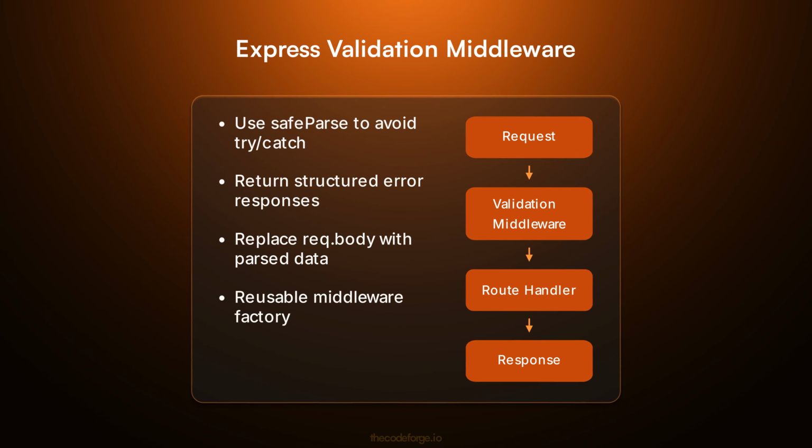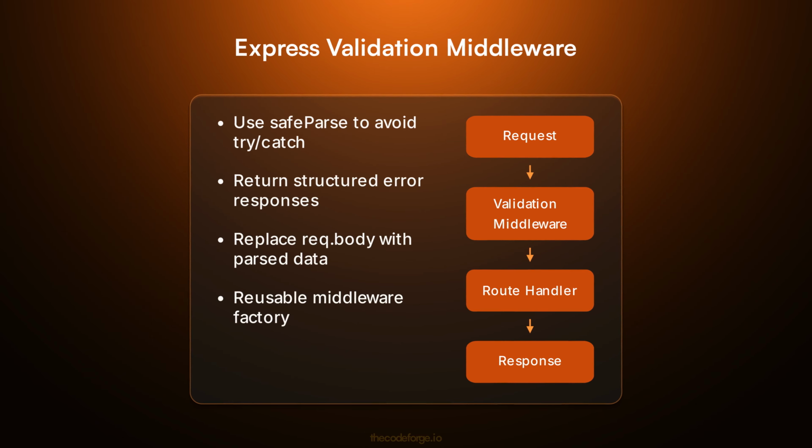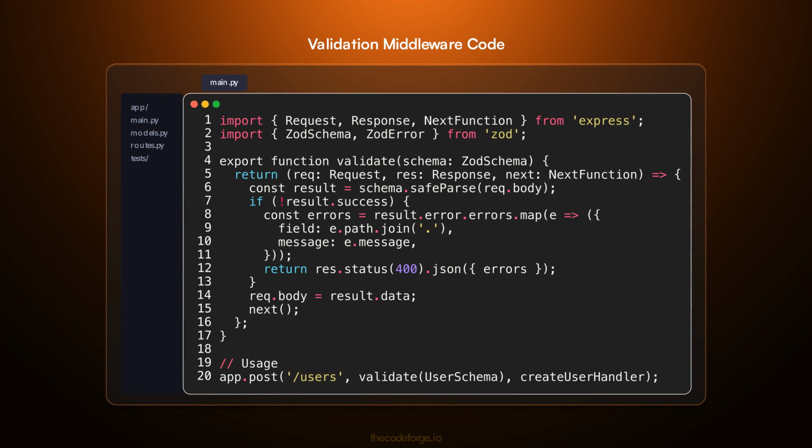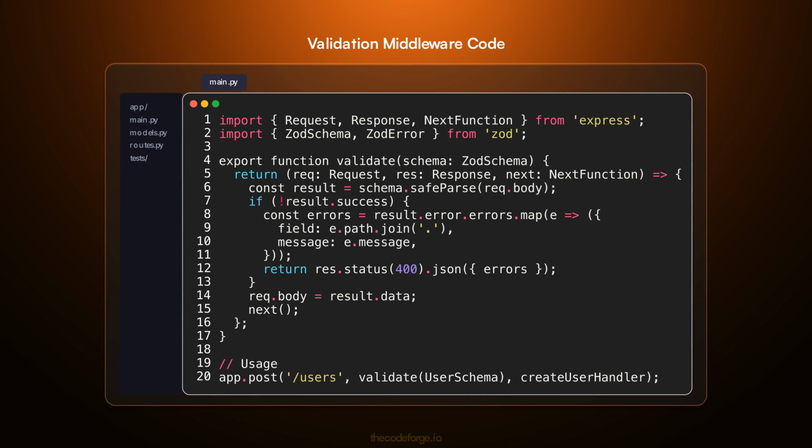In Express, we create a validation middleware that uses safeParse. If validation fails, we return a 400 with field-level errors. If it passes, we replace req.body with the parsed data and call next. This middleware factory takes a schema and returns a middleware. It uses safeParse to get a result object, then either returns errors or proceeds. This keeps route handlers clean.